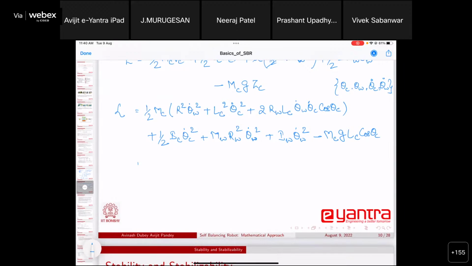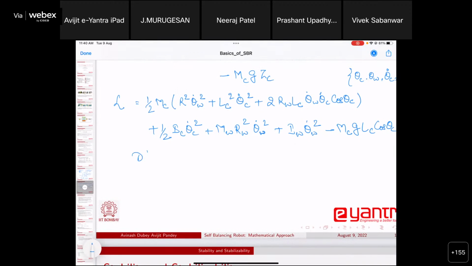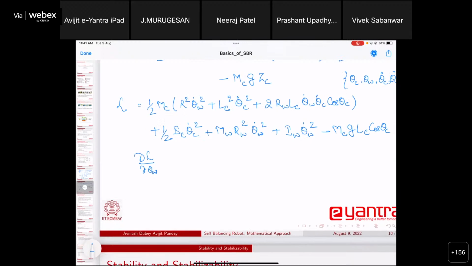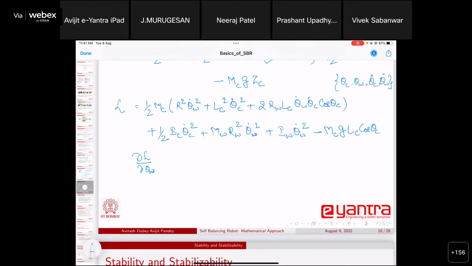What you need to do is del L by del theta W. You need to first find out this. Now, if you see the Lagrangian function, this is a partial derivative. So theta W itself is not present in this whole Lagrangian expression, if you see carefully. So this del L by del theta W becomes 0. Remember, this is a partial derivative. Theta W dot does not count because it is already a derivative, it is already a state, and you just need to find the components where there is theta W.